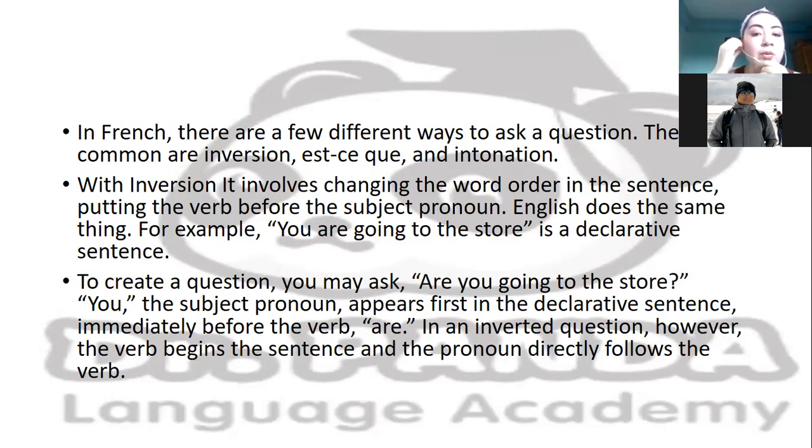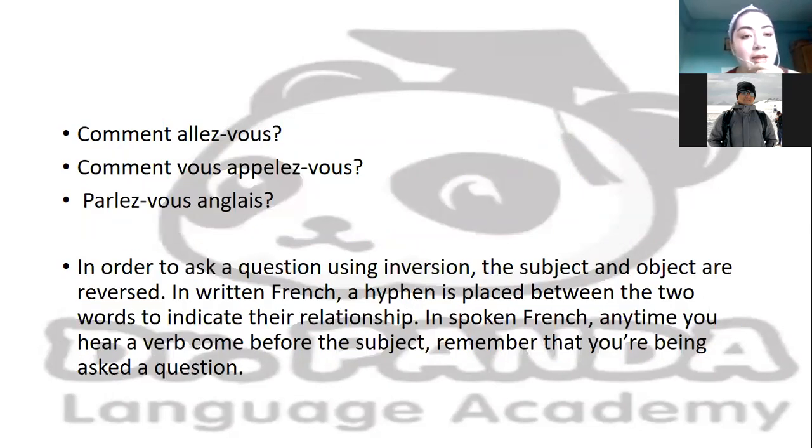For example, you are going to the store is a declarative sentence. To create a question, you may ask, are you going to the store? You is a subject pronoun, appears first in the declarative sentence, immediately before the verb are. In an inverted question, however, the verb begins the sentence and the pronoun directly follows the verb. So for example, comment allez-vous? Comment vous appelez-vous? Or parlez-vous anglais? So all of those are inversion.